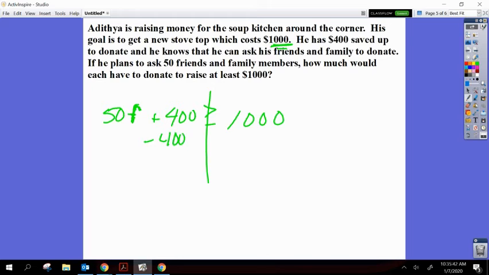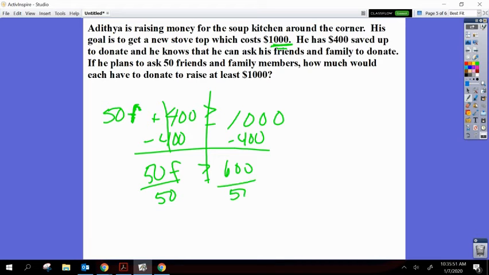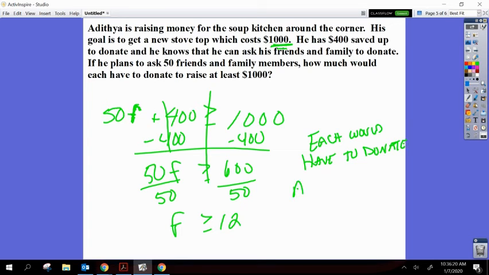Split it. Minus 400, minus 400. 50F is greater than or equal to 600. Divided by 50. Divided by 50. F is greater than or equal to 12. So what does 12 mean? It's not 12 friends. That means each friend would have to donate at least $12. So each friend is greater than or equal to 12. Is 12 times 50 plus the 400, that'd be greater than or equal to $1,000.